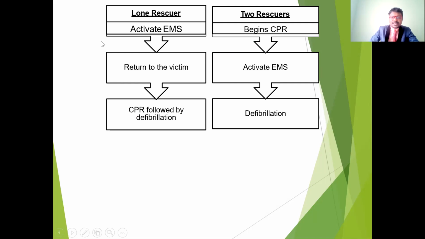If one person is there, we have to activate the emergency medical system. If two persons are there, one person has to activate the emergency system while the other immediately starts CPR. If it is one person, activate the EMS, then return to the victim and start CPR. As soon as possible, if the patient is not responding, start defibrillation with a shock.